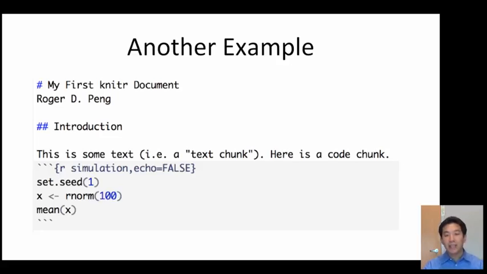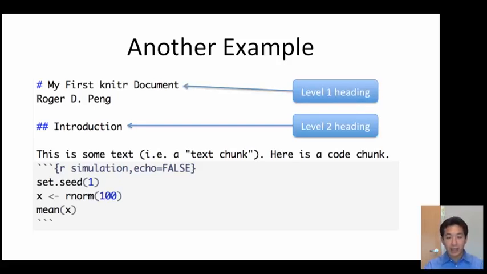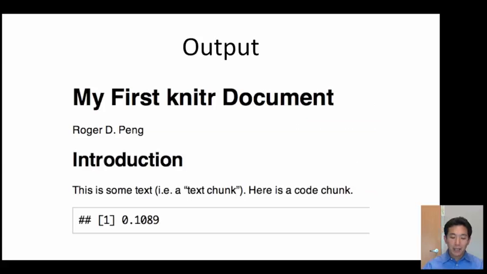And so that indicates to knitr that I don't want the code for this code chunk to be echoed in the output document. I just want the result to show. So here I've got my level 1 heading indicated by the single hash, the level 2 heading indicated by the 2 hashes. I say don't echo the code. So now this is the output document.